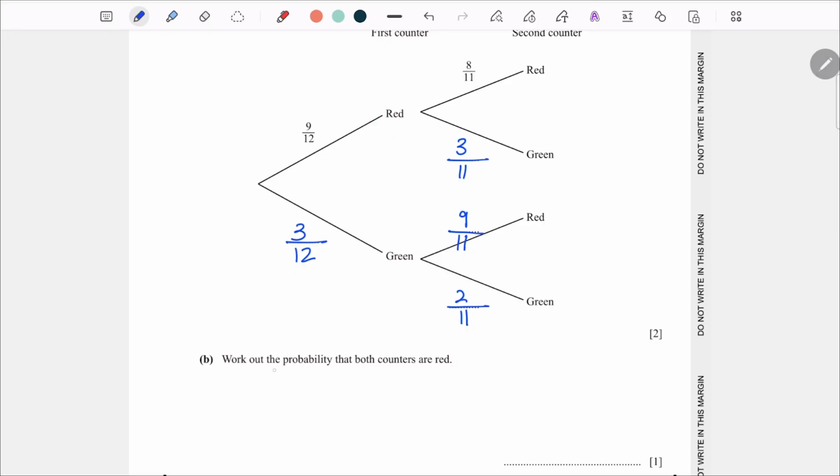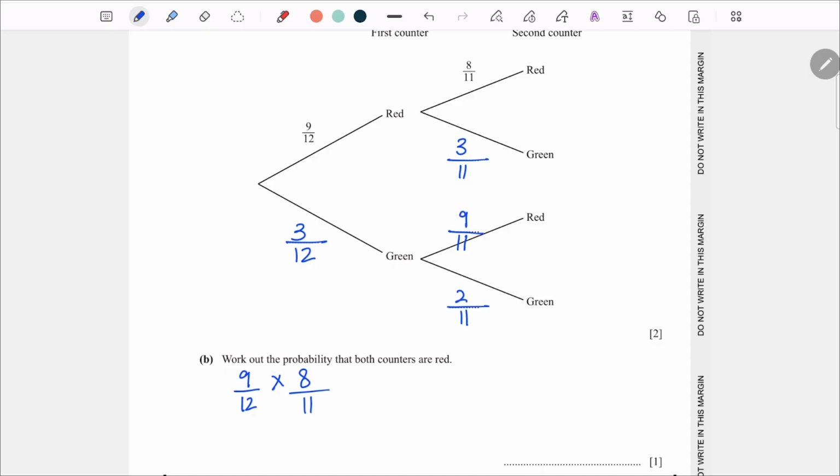In part B, work out the probability that both counters are red. So we'll be considering the first case, that is red being taken once and red being taken again. The probability for red being chosen the first time is 9 divided by 12 multiplied by the probability of red being chosen a second time, which is 8 divided by 11.